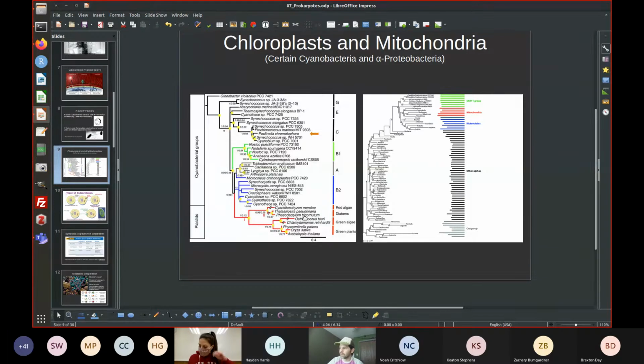All right, so I'm looking at this, and we've got Nostoc, Anabaena. Those are bacteria. They're cyanobacteria. They're closely related to the plastids found in red algae, diatoms, green algae, and plants. So this, like all phylogenies, is a hypothesis, and like any good hypothesis, it's going to make testable predictions. What is it hypothesizing here? What's a prediction that it might be making?